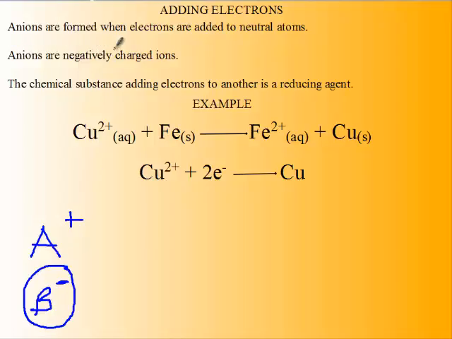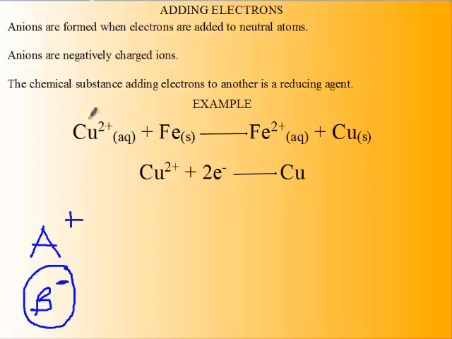So anions are formed when electrons are added to neutral atoms, just as we've seen here. Anions are negatively charged ions. Any chemical substance that will add electrons to another is a reducing agent. If a chemical substance adds electrons to another substance, then it becomes a reducing agent. Okay? It becomes a reducing agent.